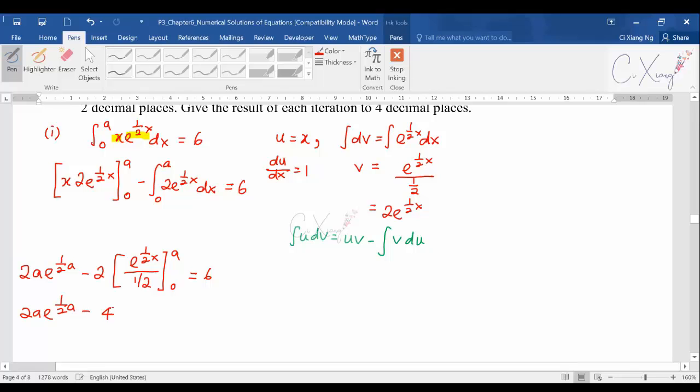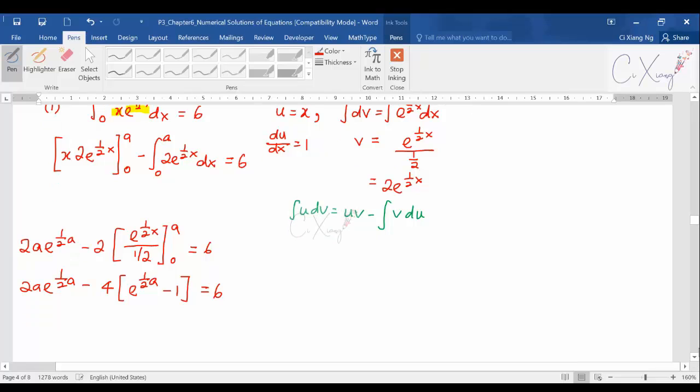I'm having 4 here, 2 divided by half, you'll get 4. And then only I start to substitute in my a. So substitute a into it, you will have e power half a. Substitute 0 into it, you have 1. And then it is equal to 6. Then continue from here. I try to simplify everything.